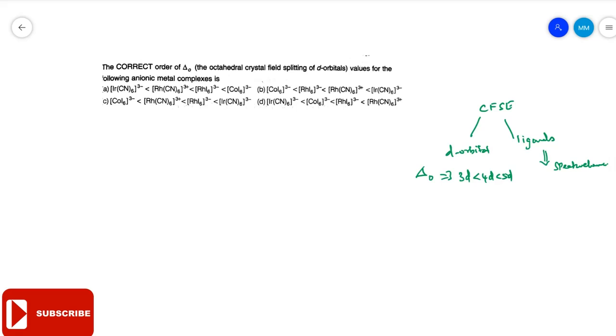Now come to the question. Here the metal atoms are iridium, rhodium, and cobalt. These are in the same group. Cobalt is in the 3d case, rhodium has electrons in the 4d orbital, and iridium in the 5d orbital. In the case of ligands, we have known the splitting order of the cyanides and the halides. The splitting ability of cyanide is greater than the iodide ligand.